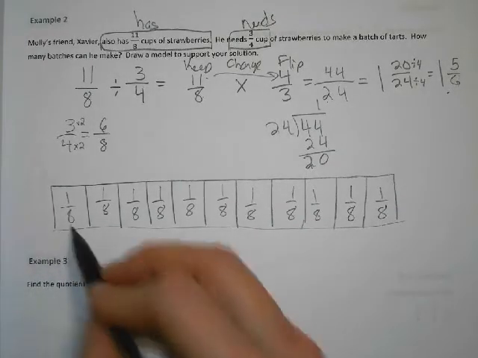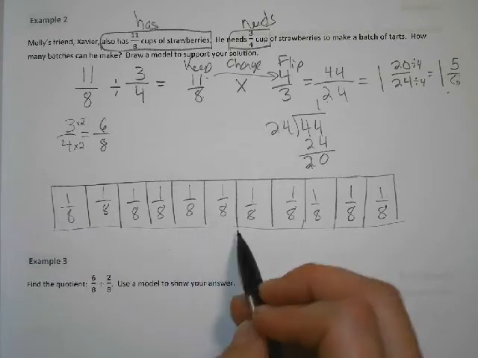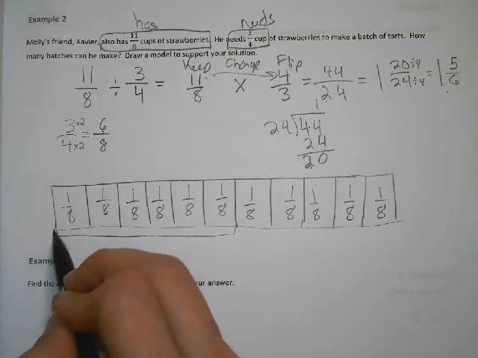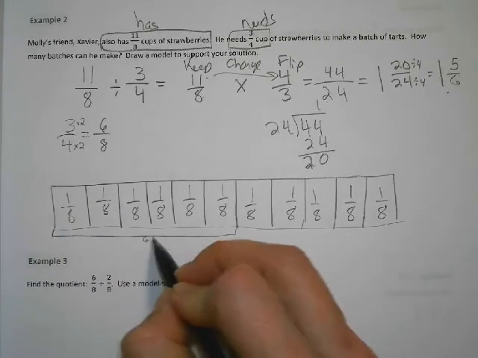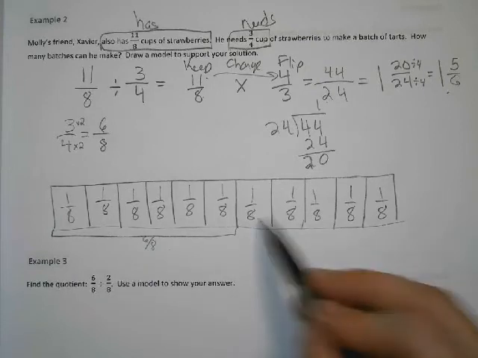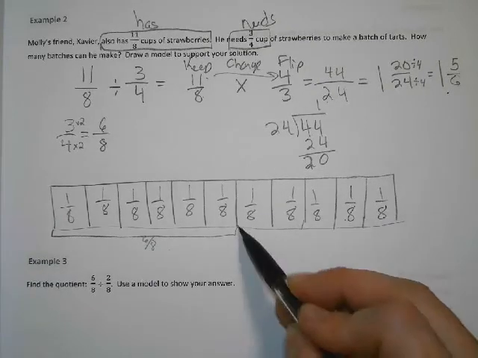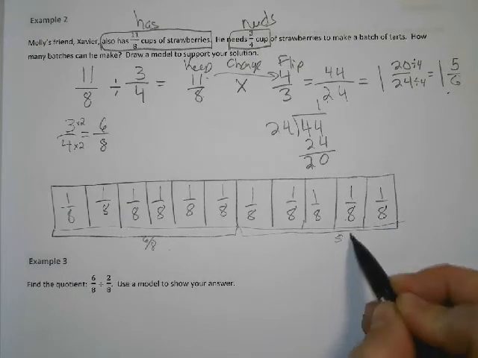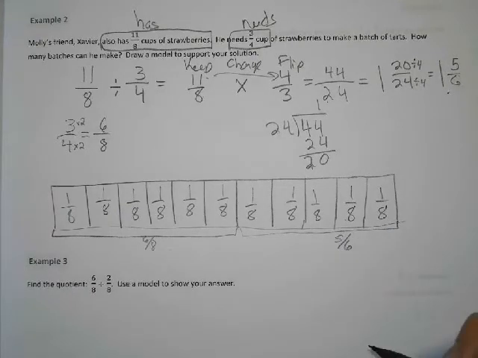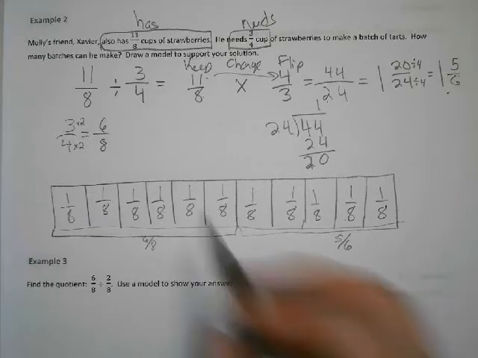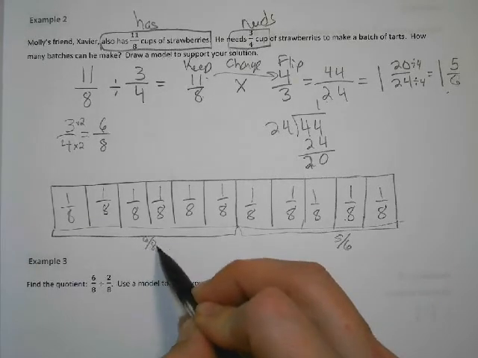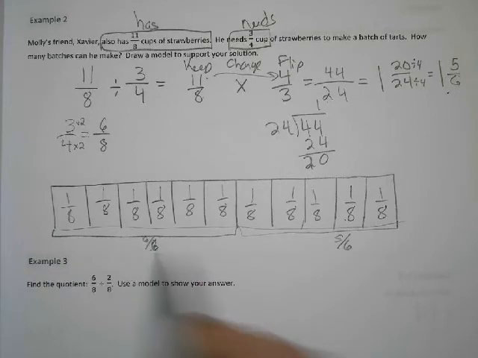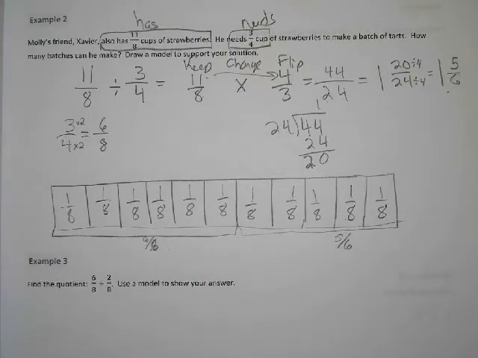So I'm going to count out 6. 1, 2, 3, 4, 5, 6. So that's 1 6/8. And then 1, 2, 3, 4, 5. I only have 5 out of the 6. So that's 5 out of the 6/8. And so that would be my 1. That's 6 out of the 6/8. So that's a 1 and 5/6, which is what I have up there.